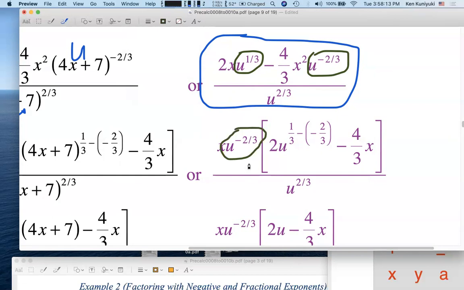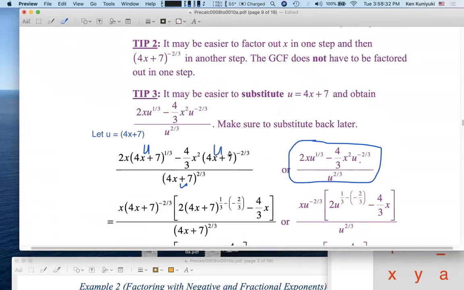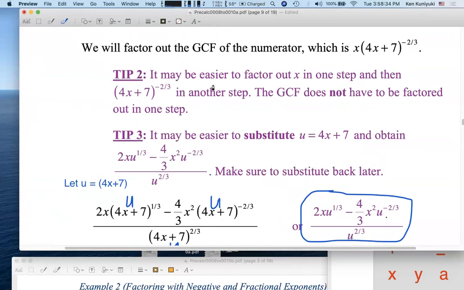All right. So here I'm being ambitious. I'm factoring out both the x and the u to the negative 2/3 out of the top. I could not blame you at all if you thought this was too much. It may be too much to walk and chew gum at the same time. So you might want to factor these out bit by bit. As I note previously in my notes, it may be easier to factor out the GCF piece by piece, maybe the x in one step and this power of u in another step. The GCF does not have to be factored out in one step.